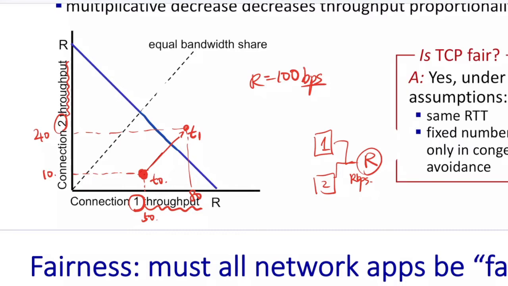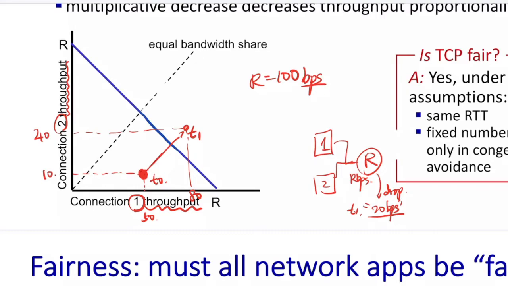At time T1, 120 bits per second of traffic has been sent from 1 and 2 to R. R will drop 20 bps of data at time T1. So think about one thing: in total we have 120 bits per second of traffic, and 20 bits per second will be dropped.